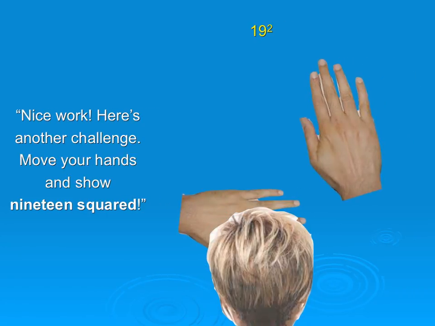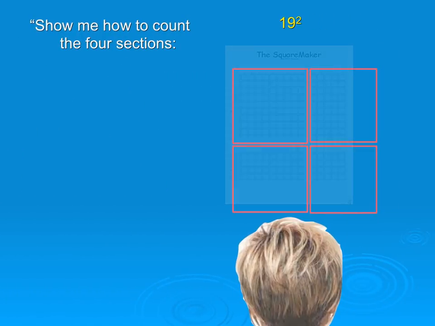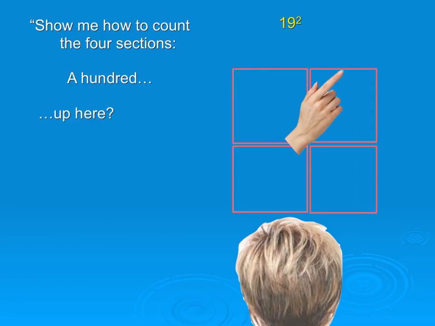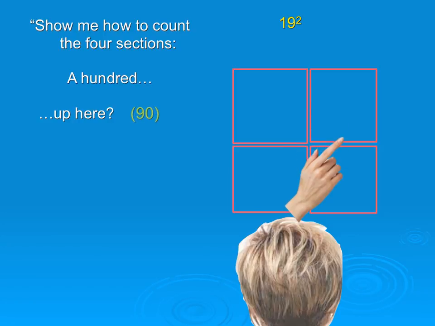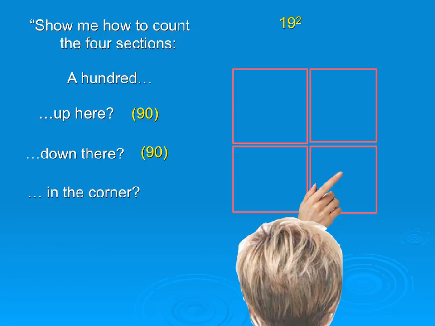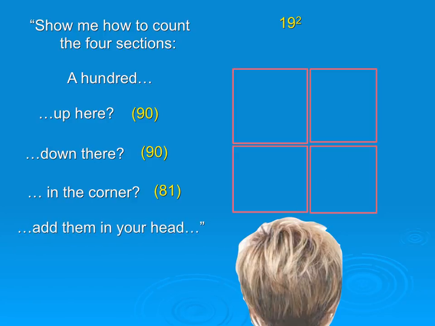Start thinking about the 4 sections and let's count them. Of course, we have 100 there. Up there would be 90. You got it. And down there, 90 also. Now down in the corner, 9 by 9 is 81. Good luck with this one. Add them in your head. Okay, well 90 plus 90 is 180, plus 100 is 280.